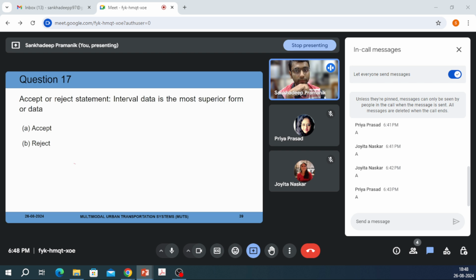Next is the accept or reject statement. Interval data is the most superior form of data.